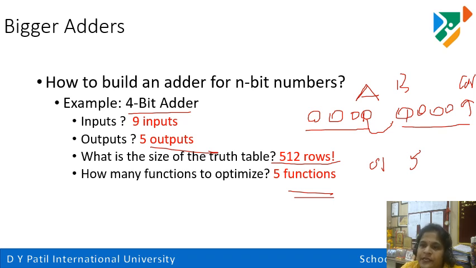How many inputs are there? 4 plus 4, 8, and a carry, so 9 inputs. What are the possible outputs? 4 sum outputs and 1 final carry, so 5 outputs. What will be the size of the truth table? It starts from 0, 0, 0, 0 and goes till 1, 1, 1, 1, with 15 other combinations against each combination of B. So the truth table is going to be huge, with 512 rows. And how many functions will there be? 5: 4 for the sum and 1 for the carry.